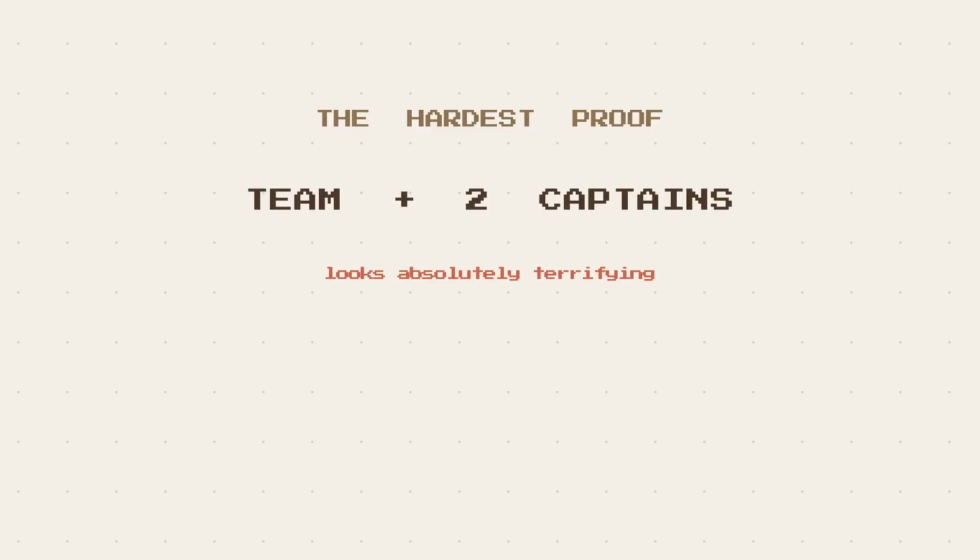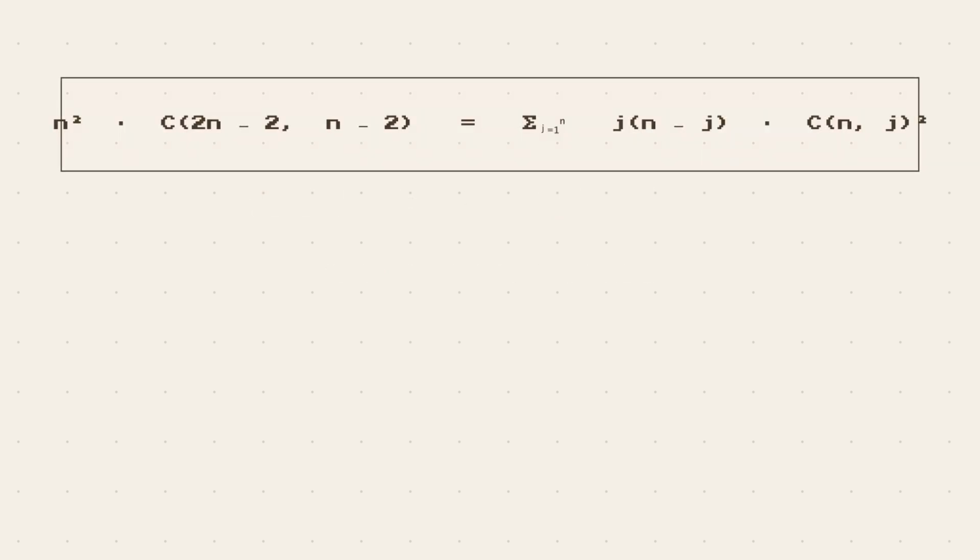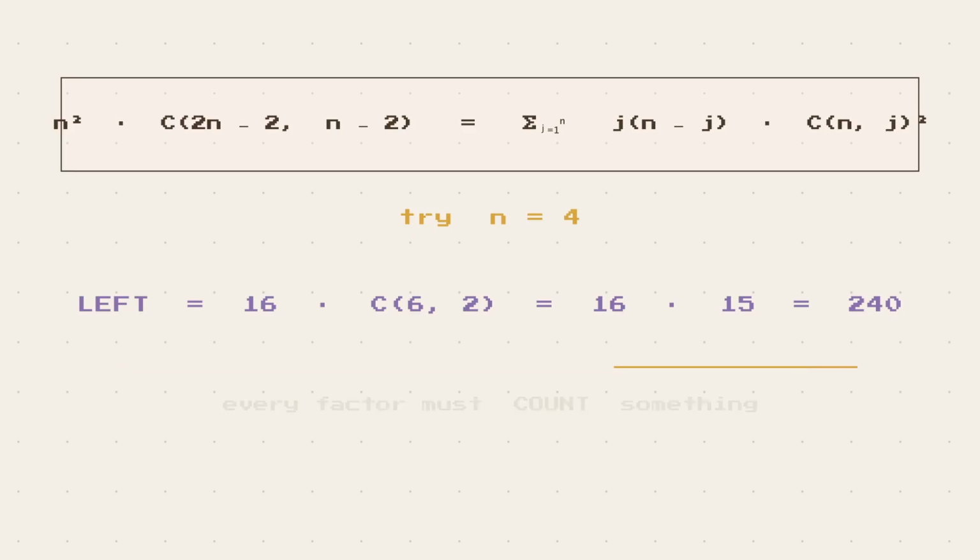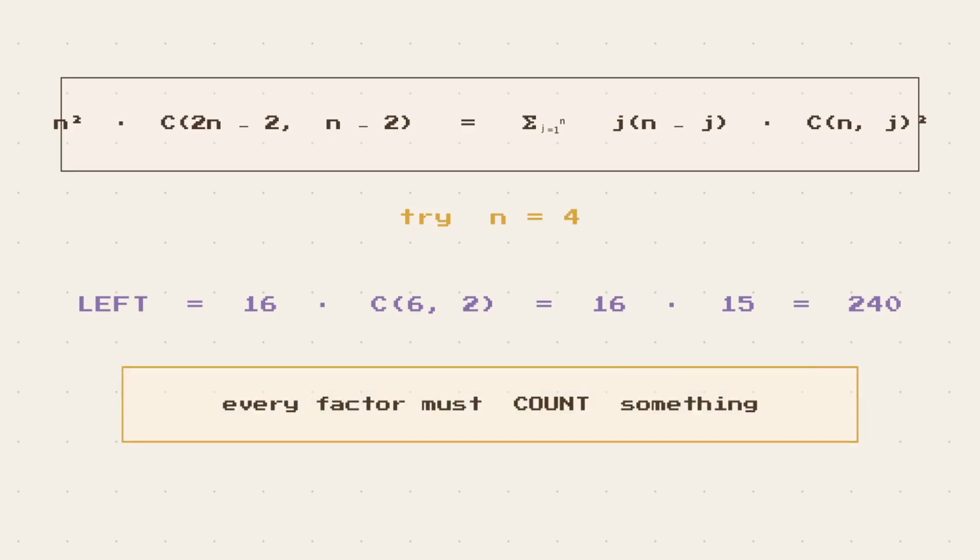Okay, let's do the hardest proof of this lecture, the combinatorial proof. That looks really terrifying, right? We're going to consider this example of team plus 2 captains. So the left side is n squared multiplied by C(2n minus 2, n minus 2). For n equals 4, that's 16 times 15, which is 240, right? Now, combinatorial proofs need every factor to count something. We are basically counting in the combinatorial proofs. That's the point of using this way.